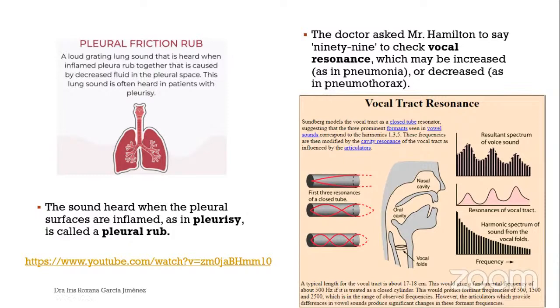While saying 99, we know that the doctor is asking Mr. Hamilton to check vocal resonance, which may be increased as in pneumonia or decreased as in pneumothorax. We have this chart for checking this information and some sound patterns in order to check the differences. Okay. So taking it into account just as extra information could be a good idea for picking up more vocabulary.